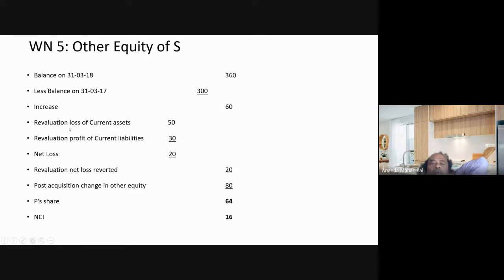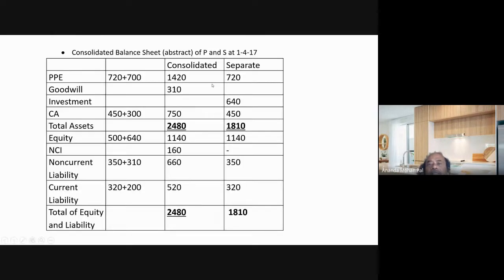And we know the revaluation loss of current asset was 50 and current liabilities was revaluation profit. Is it revaluation profit? I have missed it. Let me see. Previous.